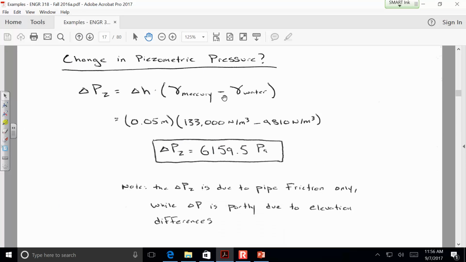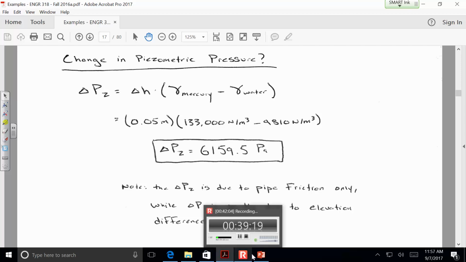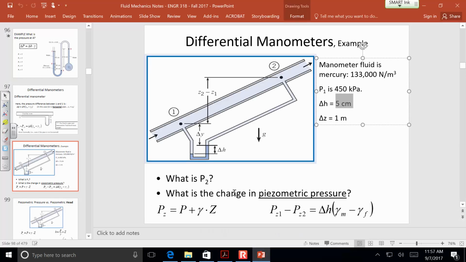In this piezometric equation? So you're saying why is it delta H and not the whole height between 1 and 2? Ah, it's because piezometric pressure only accounts for the energy loss due to pipe friction. Question over here?